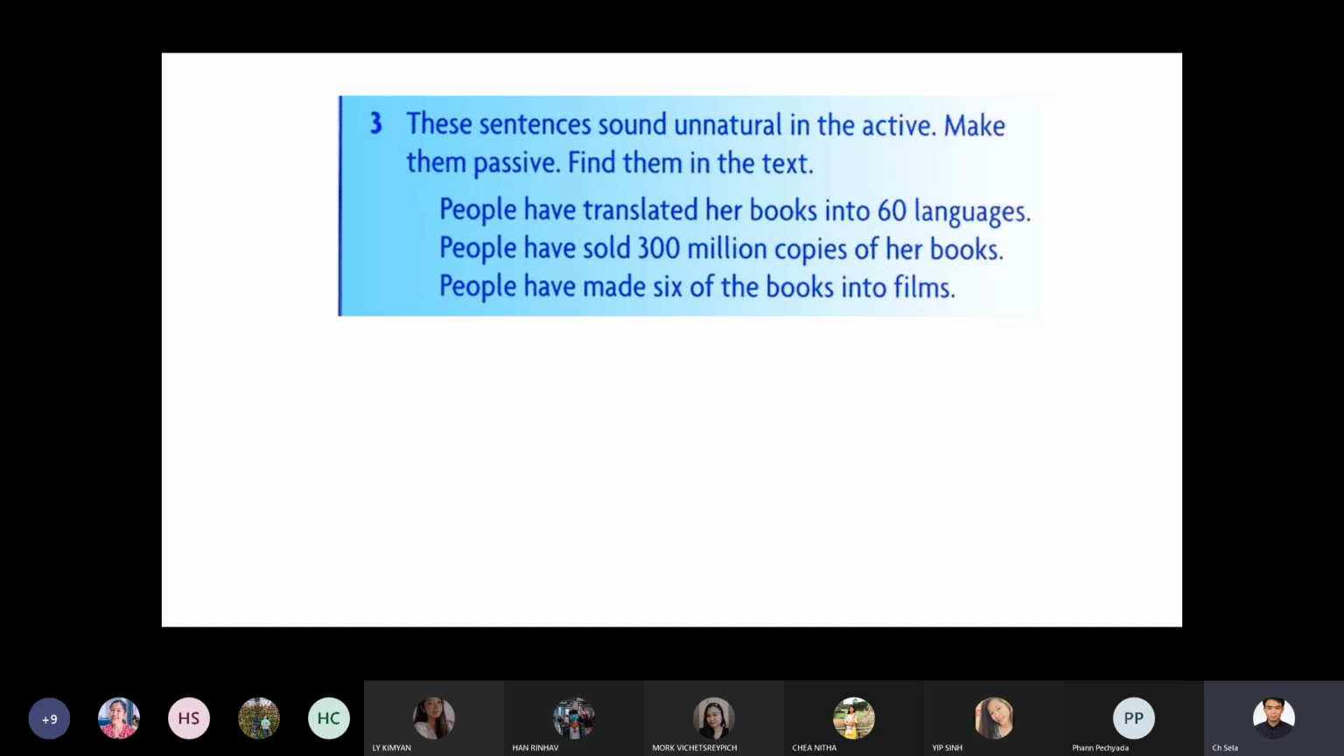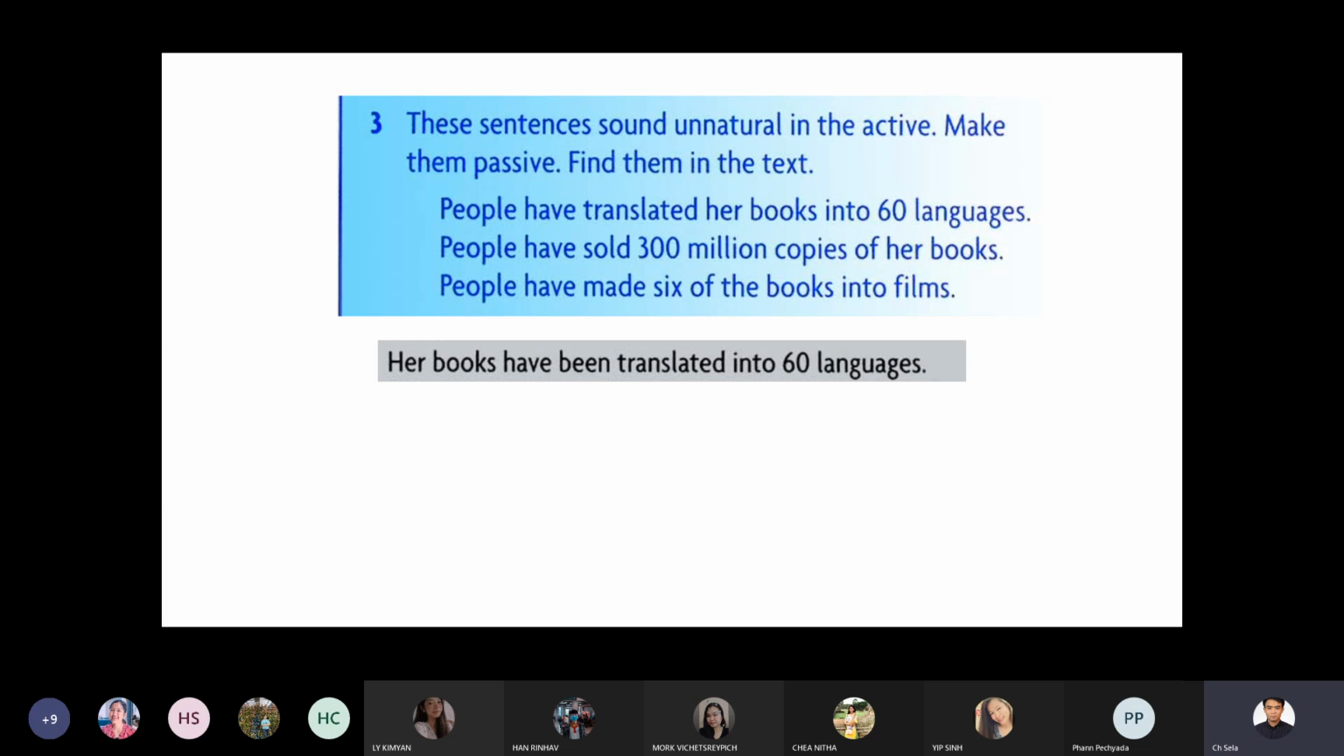Okay, how do you check? Now, number 1, we do together. People have translated her book into 6 languages. So I can correct for you. Her books have been translated into 6 languages. Actually, the sentence here is correct. It's not bad, but it just sounds unnatural.